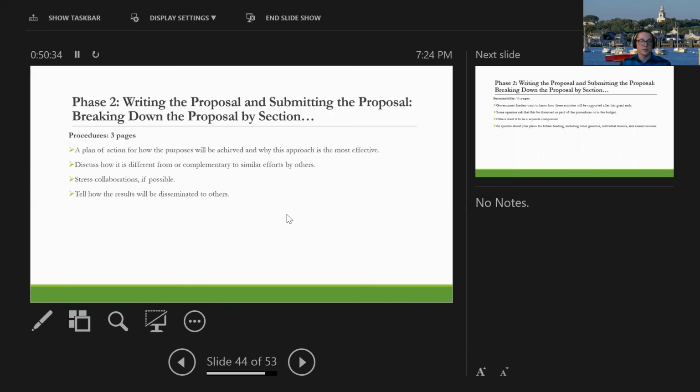Tell how the results will be disseminated to others. Funders are going to want to know, one, is your work scalable? And two, they're going to want to know the ROI on their funding. They want to see the benefit that came from their money, and how it is going to reach the community's awareness. In other words, are you going to market said program?